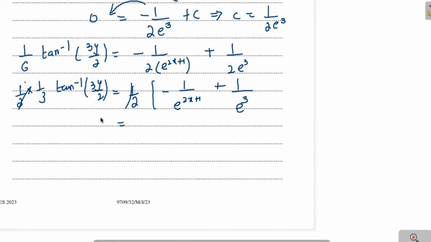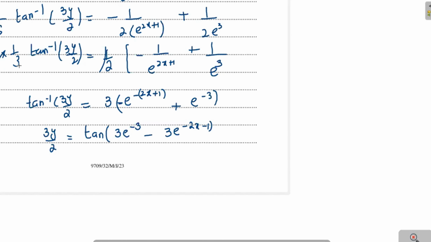Now we can write it as 3 into minus e power minus 2x plus 1. Now we shift the 3 from right to left side, that becomes tan inverse 3y/2, which is equal to 3 into minus e power minus 2x plus 1 plus e power minus 3. Taking tan on both sides, we get 3y/2 equals tan into 3 e power minus 3 minus 3 e power minus 2x minus y.